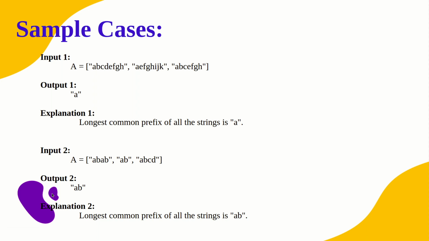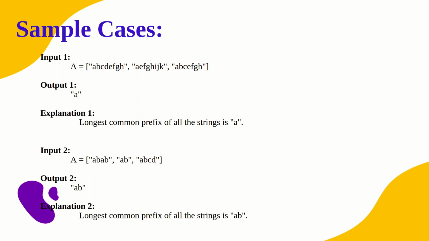One solution could be to just traverse all the strings character by character and check how many characters are matching for each of the strings, and that can be the output, right? Just check s0 of 0, s1 of 0, s2 of 0, s3 of 0, and so on. If all are equal, then take that character as the prefix. Then check s0 of 1, s1 of 1, s2 of 1, s3 of 1, and so on.